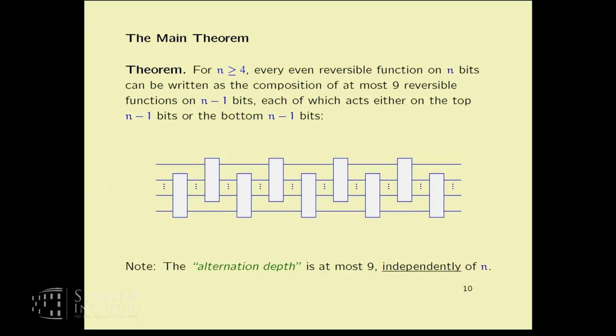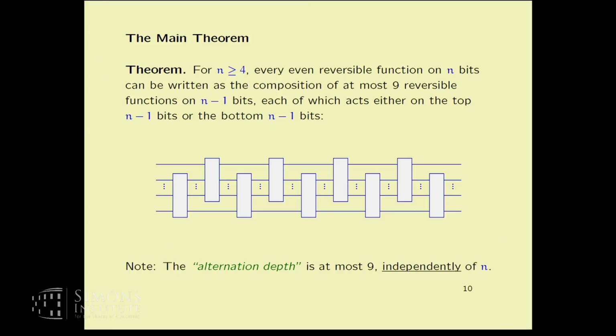So for n greater or equal 4, every even reversible function on n bits can be written as a composition of at most 9 reversible functions on n minus 1 bits, which are as in this diagram here. So first you operate on the bottom n minus 1 bits, then on the top n minus 1 bits, and you repeat this 9 times.